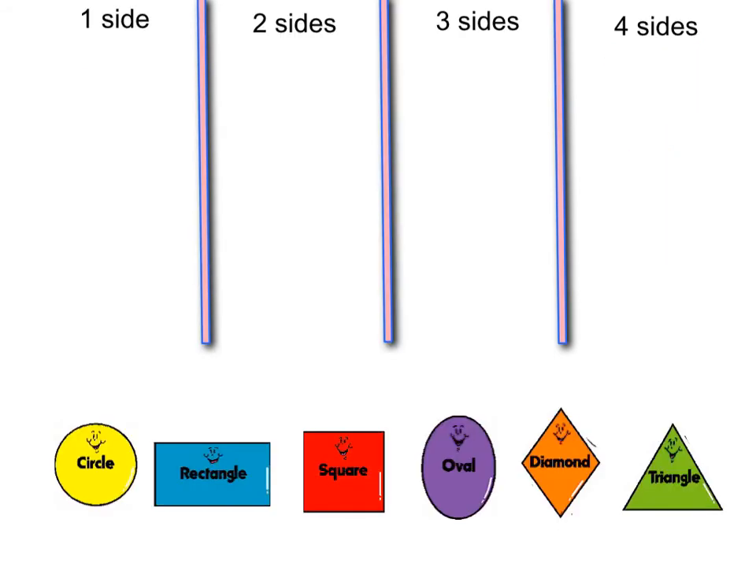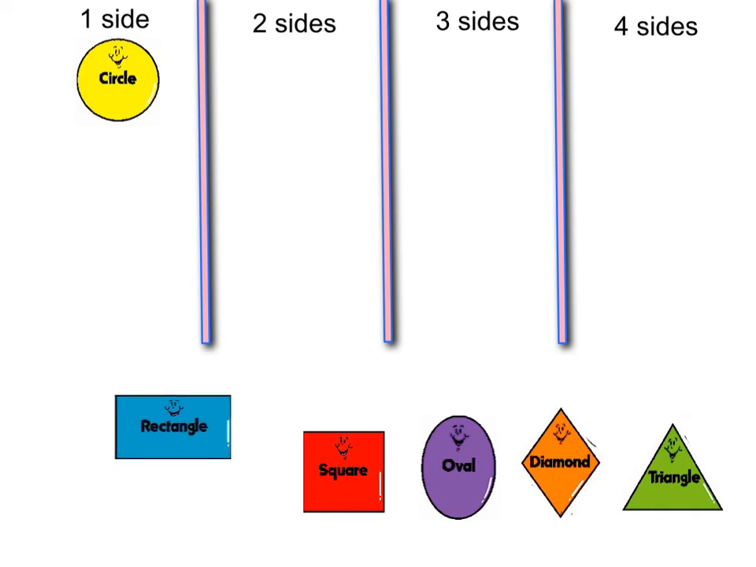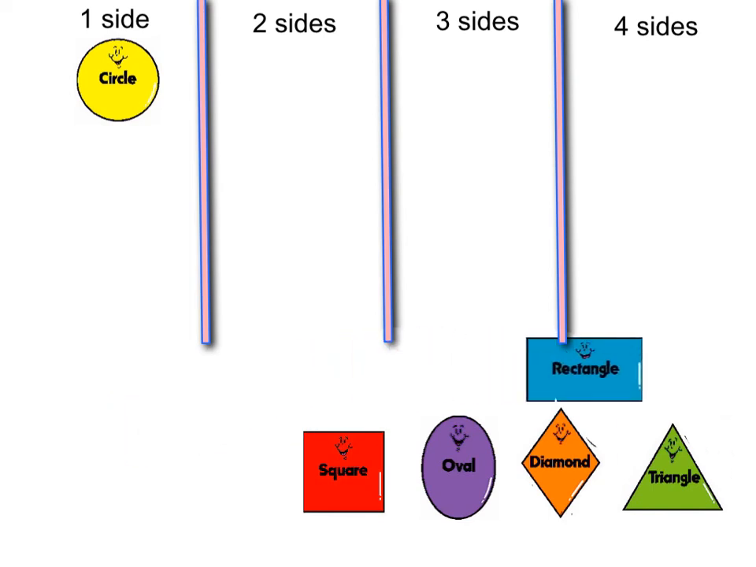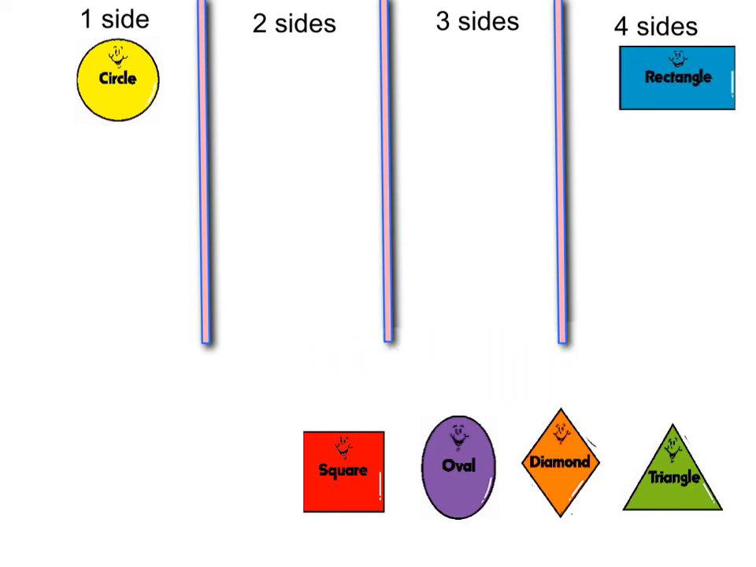Here's another way to sort these familiar 2D shapes. We're going to sort them according to the number of sides they have. So let's have a look here. The circle has one side that, remember, is curved, so we're going to put it here where it says one side. What about the rectangle? It has 1, 2, 3, 4 sides, so we'll have to put it in the column all the way down the end here that has 4 sides at the top.